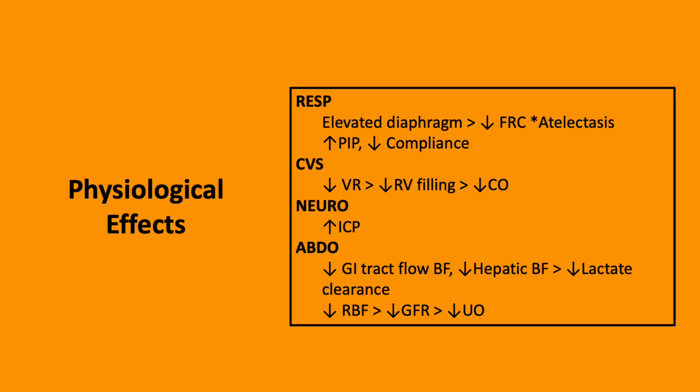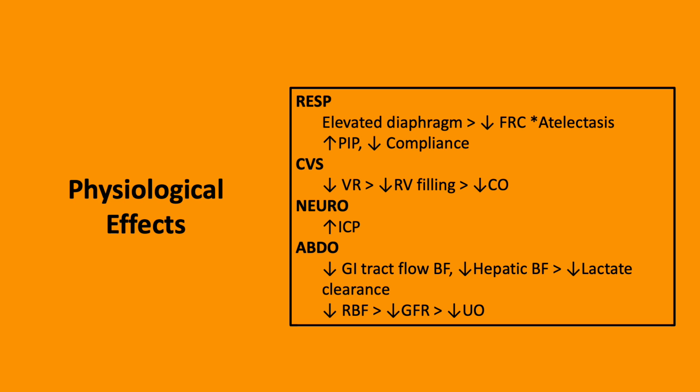The physiological effects from an increase in abdominal pressure are broad. Respiratory: this leads to an elevation of the diaphragm, reduction of FRC, increase in atelectasis, and an increase in VQ mismatch. It may also be more difficult to ventilate the patient due to an increase in pressure required, leading to reduced compliance.